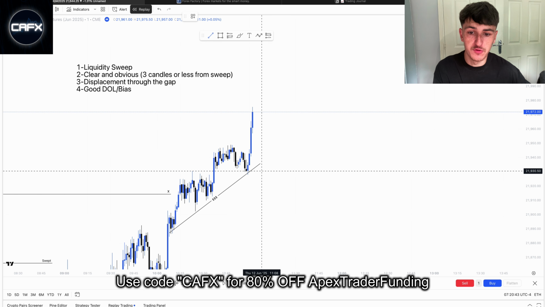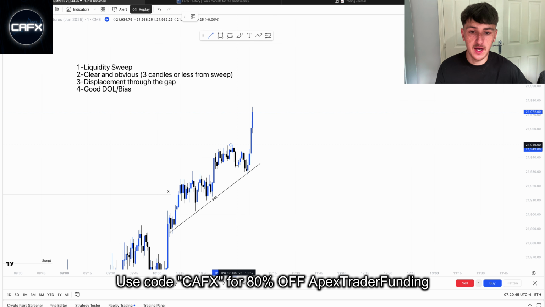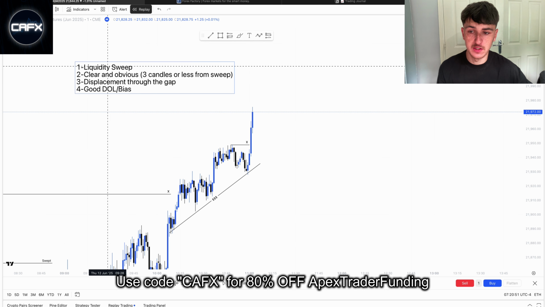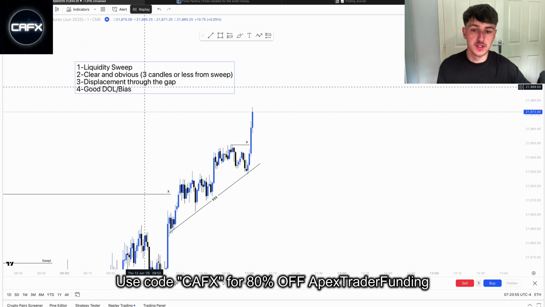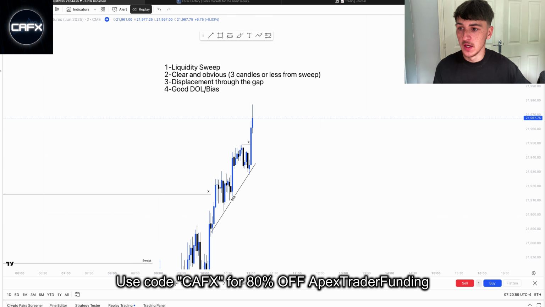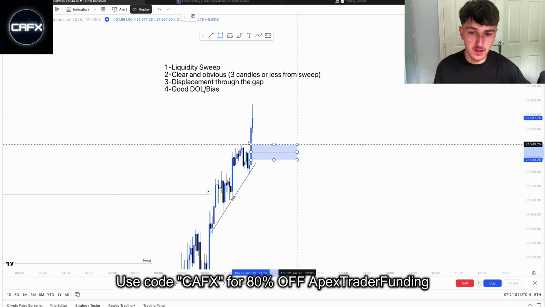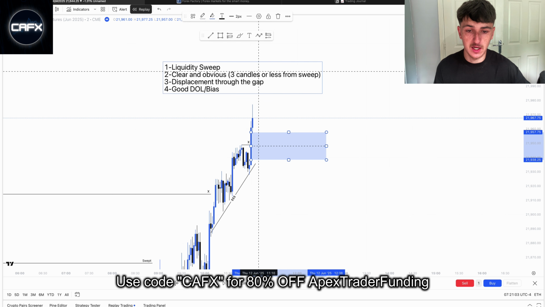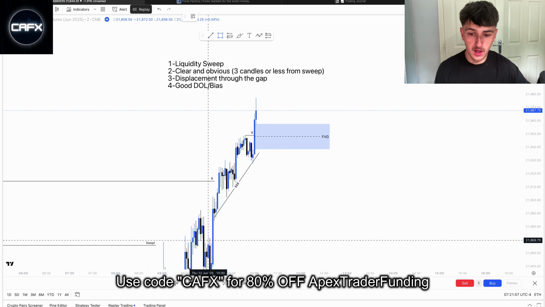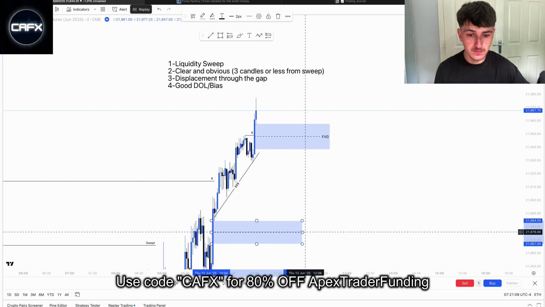So as you can see, we have just come up and made another higher high, sweeping out this external high in the market here. So this now becomes a liquidity sweep, which is the first step of the 4-step process. The second thing is obviously the clear and obvious gap. Now, have we got a clear and obvious gap? You can see that I've got a singular bullish 2-minute gap that stands out on the screen, okay? There's not many other gaps around that look like this one, apart from maybe this one down here, okay?